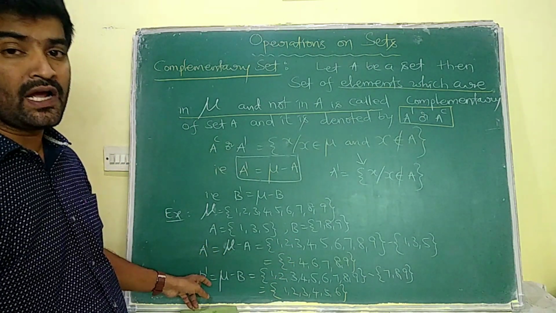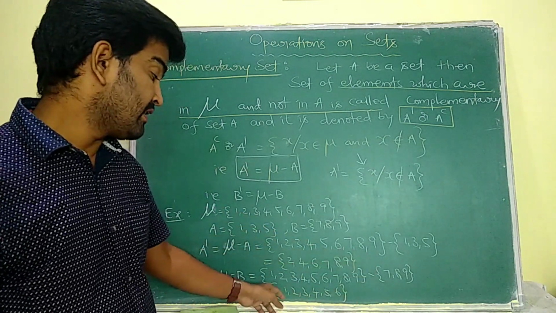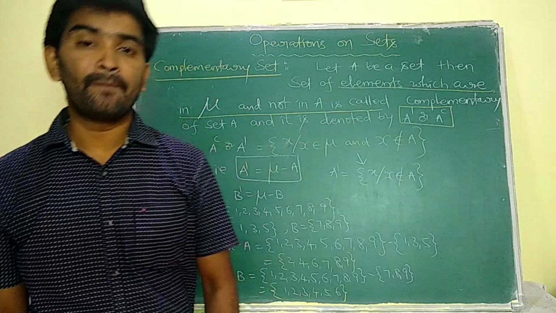Coming to B complement, I have to remove all the elements of B from mu. So mu minus B. Then 1, 2, 3, 4, 5, 6 is our B complement.